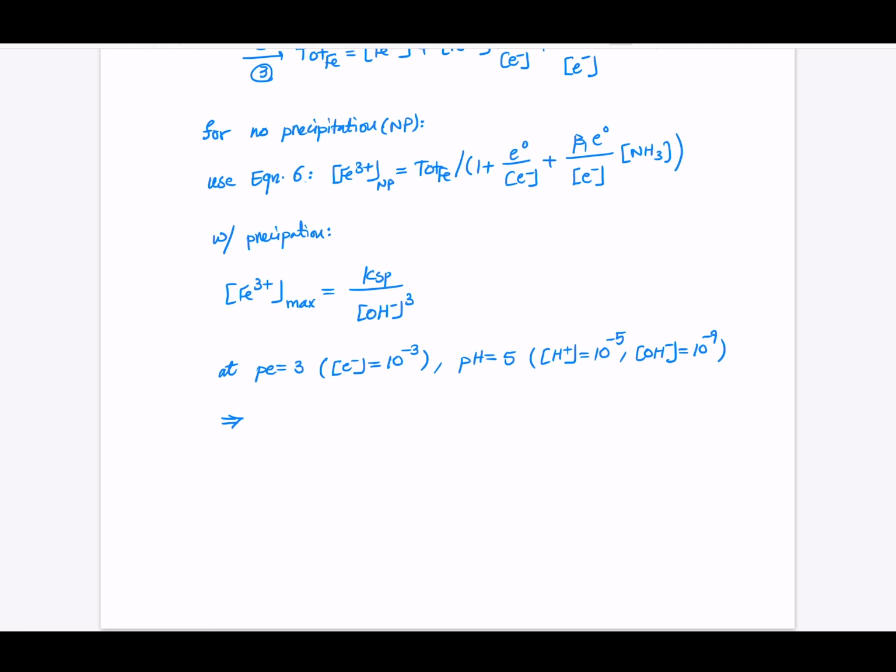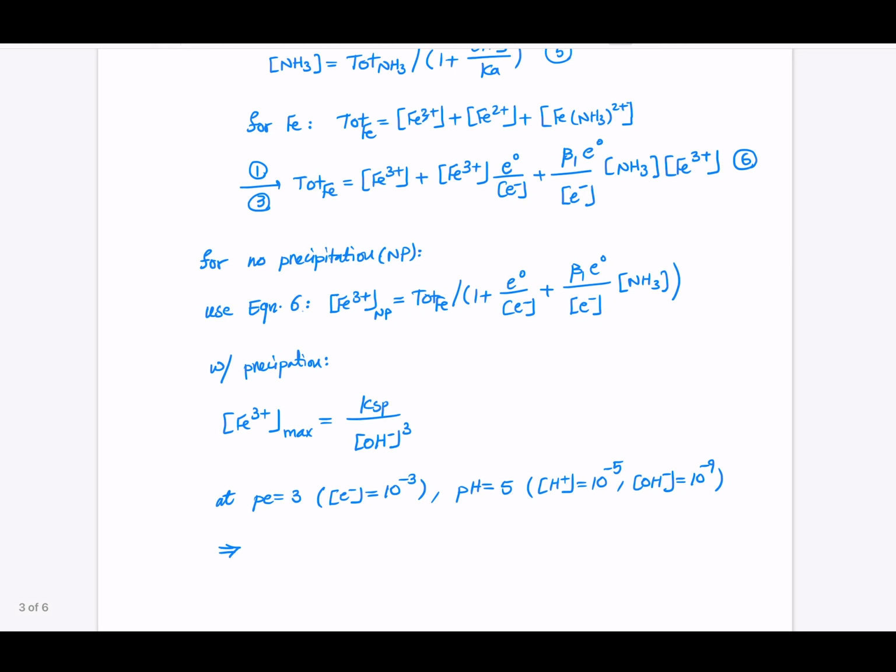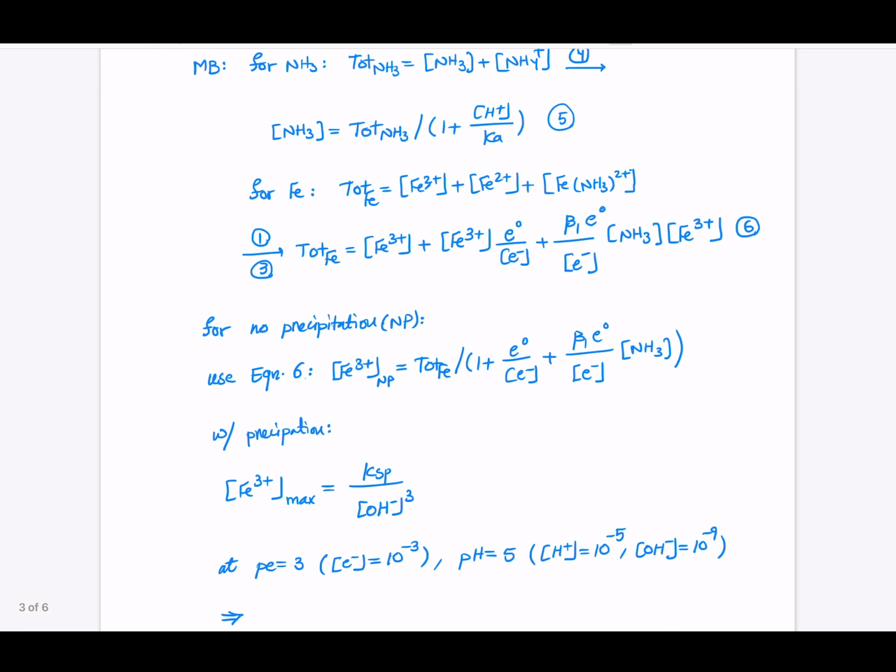As you see, when we want to calculate this, we need the pH, which is given here. If we want to calculate this, we need the activity of electron, which is given here. And we also need to know the concentration of ammonia at that particular pH. Based on reaction expression number 5, we can calculate the concentration of ammonia at a given pH. This is constant and given. And this is constant at 10 to the minus 9.25.